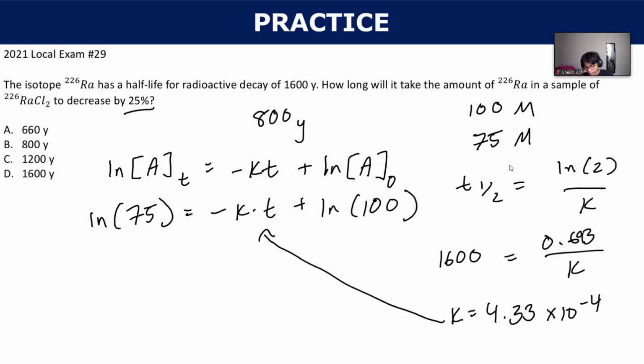I'll save the work. Essentially, you just solve for t, and that gets you about 664-ish, and that's approximately 660 to the right sig figs, and so that's going to be answer choice A, which is the right answer.